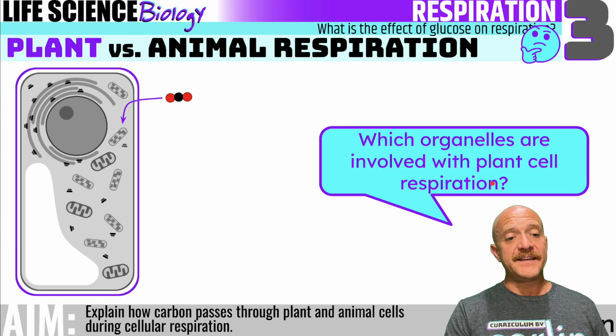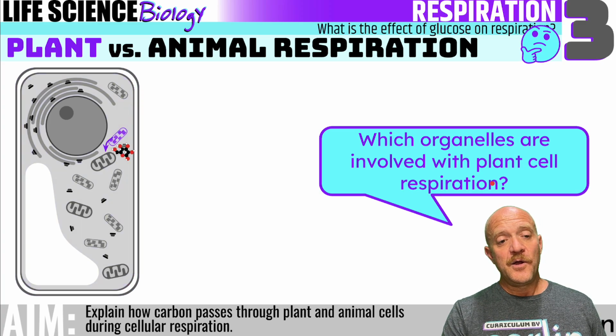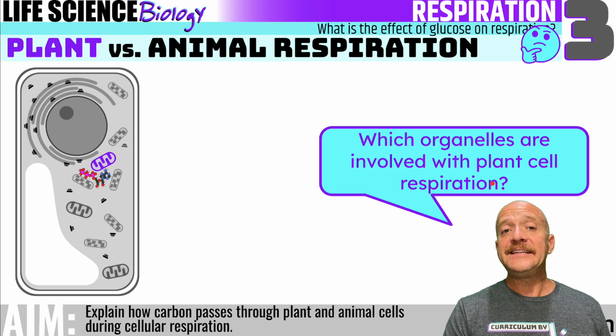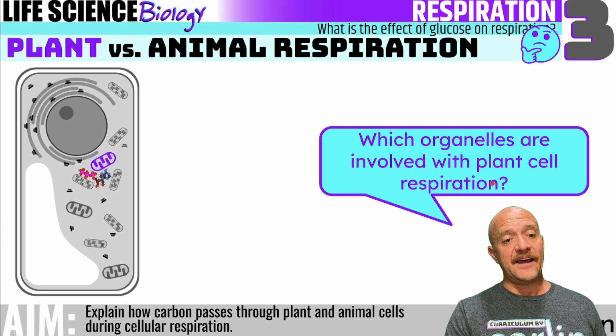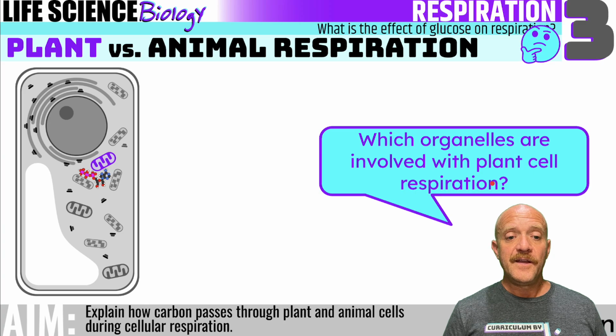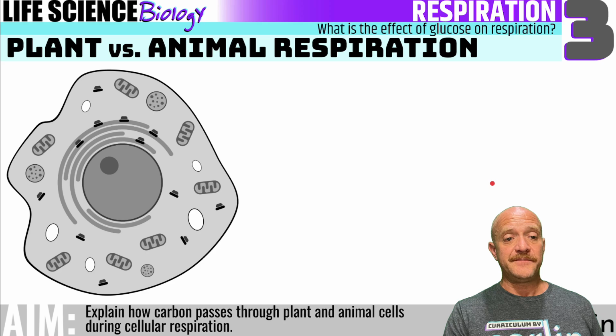It's going in through the cell wall, cell membrane, into the cytoplasm, and then into the chloroplast, where it is converted into glucose. That glucose then travels to the cytoplasm and then to the mitochondria, where it is converted into ATP. Now that ATP is used throughout the cell. The cells are using that ATP within that cell. So in your notes, I would like you to tell me which organelles were involved with plant cell respiration.